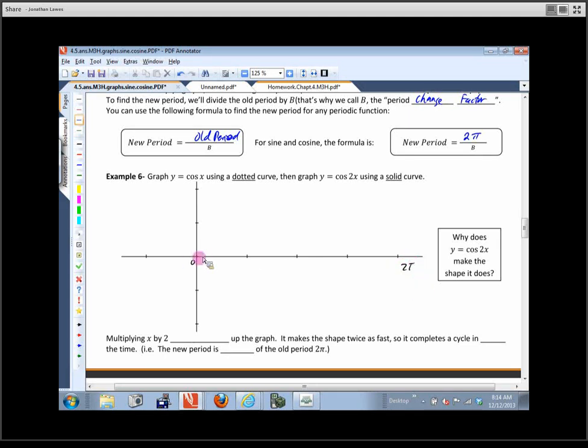So the regular cosine graph starts at 1, down to 0, down to -1, back to 0, and then back to +1. So here's what it looks like. Okay? And again, we'll just do a dotted curve. Okay, this is the parent graph. This is the one that we graphed just a couple minutes ago.